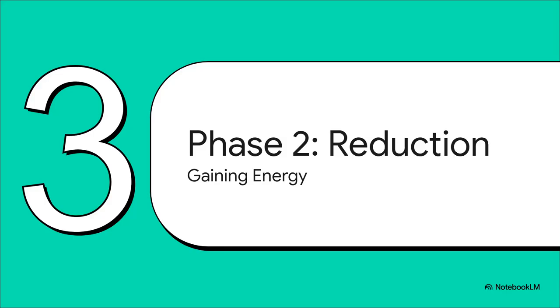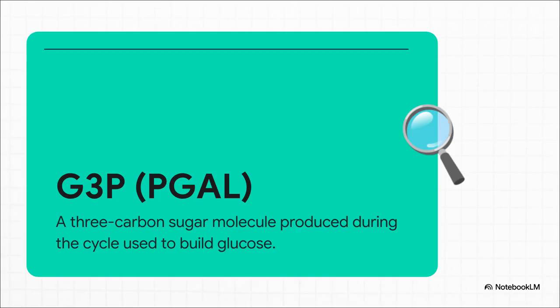Moving on to Section 3, Phase 2, reduction. This is where we start gaining energy. During the reduction phase, that ATP and NADPH we produced during the light-dependent reactions finally go to work. They step in to provide the energy needed to convert those PGA molecules into a much higher energy molecule called G3P, which is sometimes called PGAL.